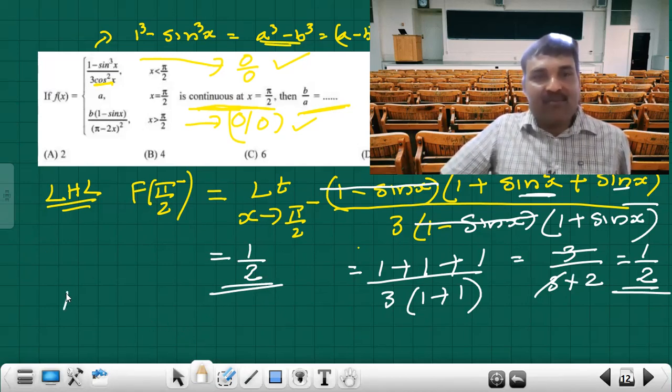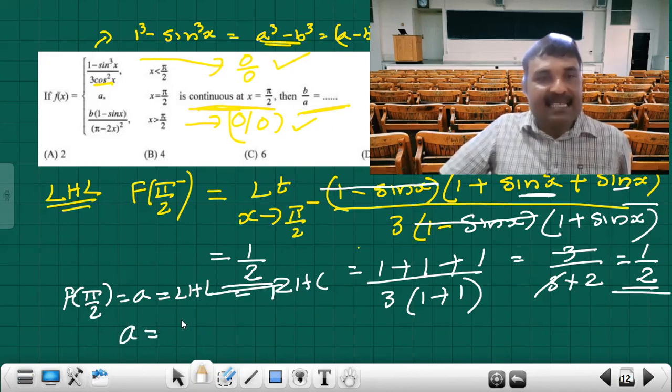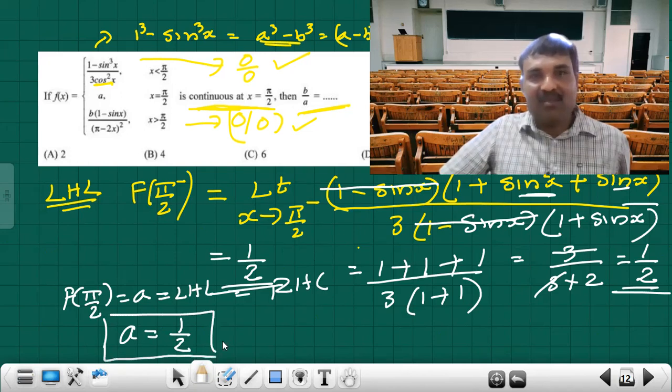So we got the value of a, the value of f of pi by 2. That is given as a, which is equal to the left hand limit and equal to the right hand limit. The left hand limit we already evaluated, so we can say a is equal to 1 by 2. So we got one value. The question is we want to evaluate the ratio b by a.